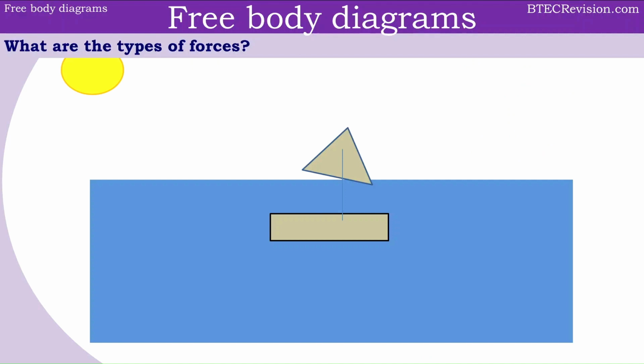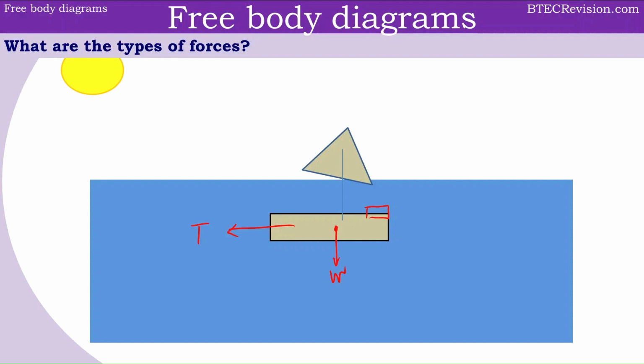There's lots more forces that you need to be aware of. For example, we know about the weight. The weight is always down towards the center of the earth. And in this case, we have a boat, and we might have an engine on the boat propelling the boat forward. So therefore, that's going to be called thrust, T for thrust.